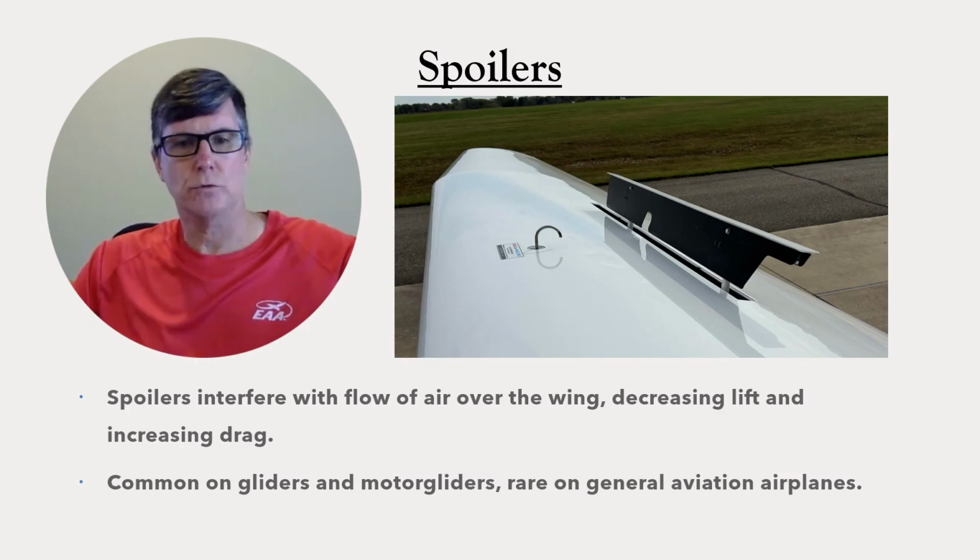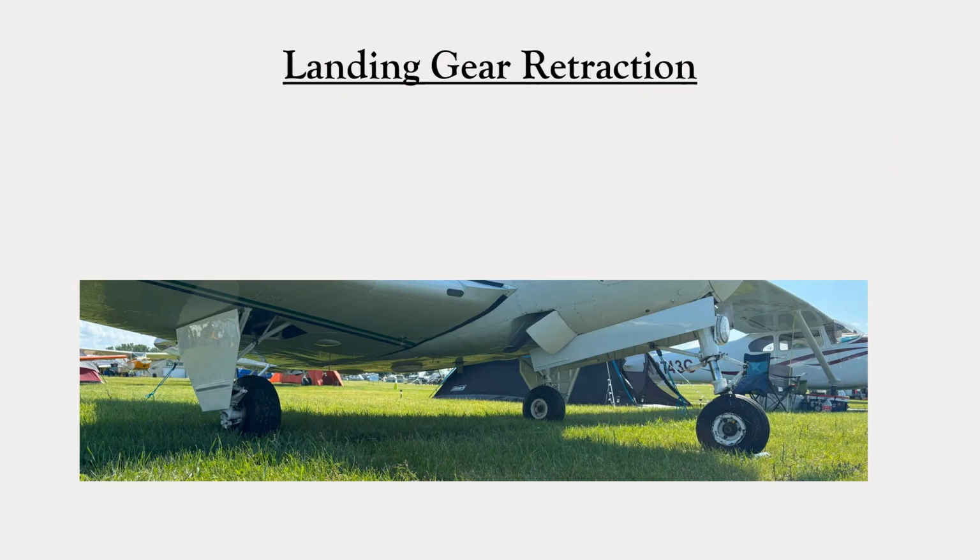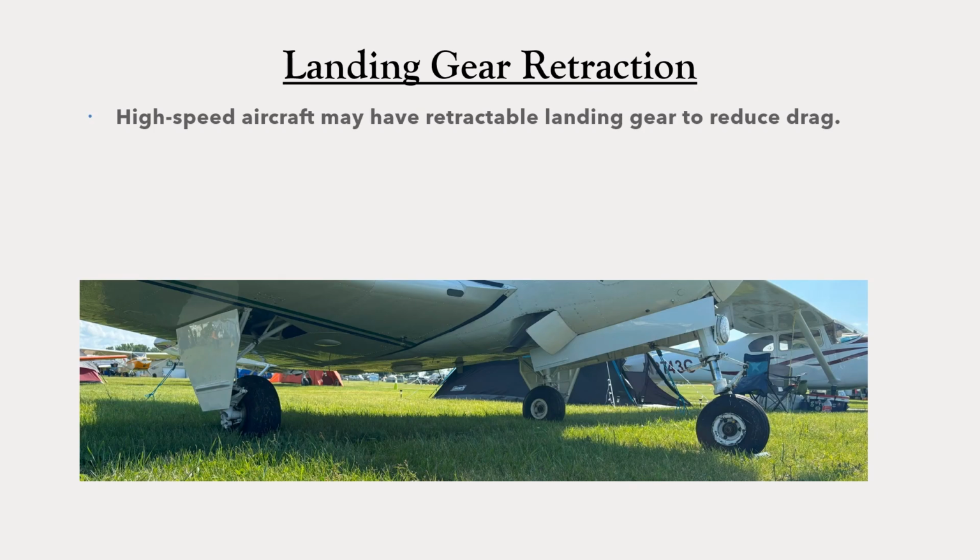Most likely, the aircraft that you're using for training has fixed landing gear. However, as you progress to other airplanes, you're likely to encounter airplanes with retractable landing gear. Airplanes that are designed for fast cross-country travel have retractable landing gear in order to reduce drag in cruise and improve cruise speeds. Obviously, it's very important to make sure that the landing gear are extended when you're landing.